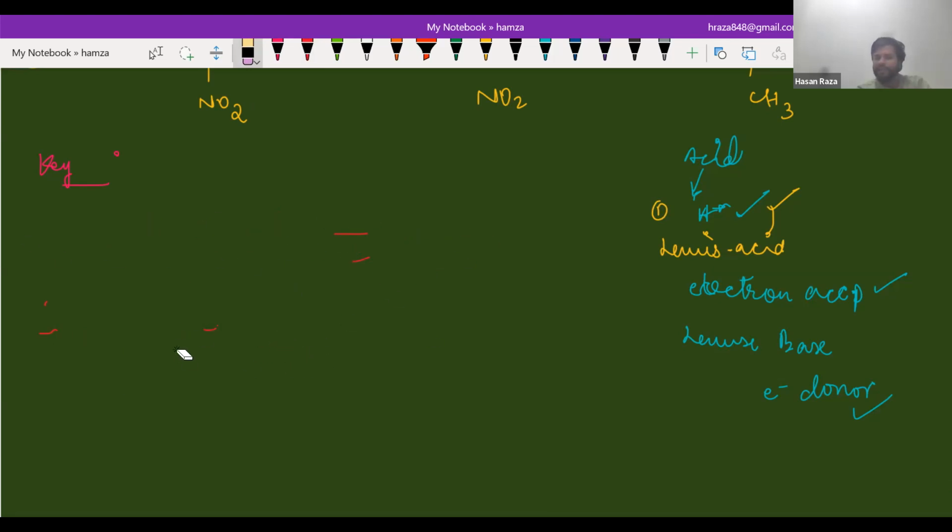Please do write whatever I'm saying. Acidic character is directly proportional to minus I, directly proportional to minus R, inversely proportional to plus I, and inversely proportional to plus R. You know that the element which gives electron gets a positive charge, and the elements which withdraw electrons have a negative charge. So acidic character is the one which has the tendency to take electron.